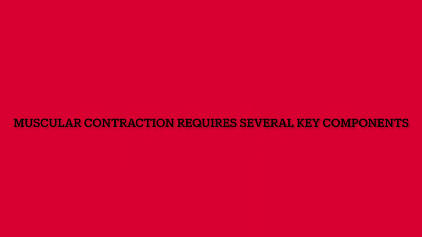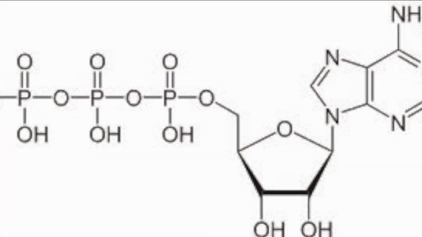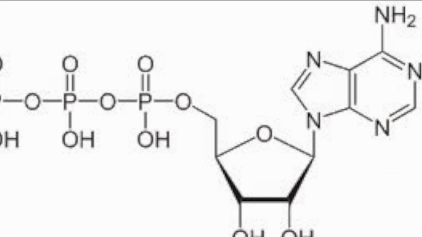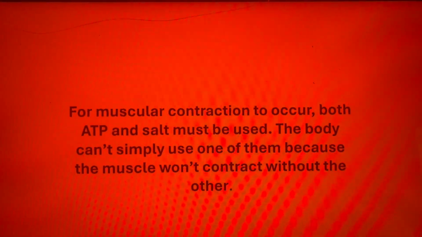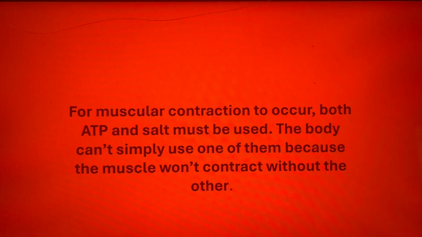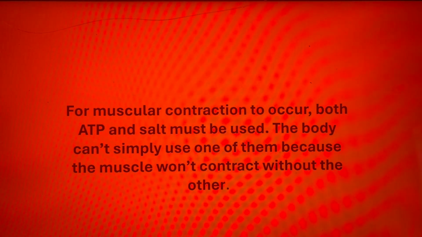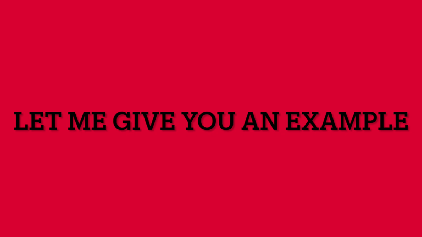Muscular contraction requires several key components. However, we will be focusing on ATP, adenosine triphosphate, and salt for this section. For muscular contraction to occur, both ATP and salt must be used. The body can't simply use one of them because the muscle won't contract without the other. Let me give you an example.